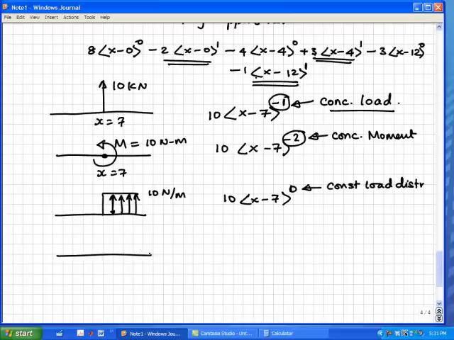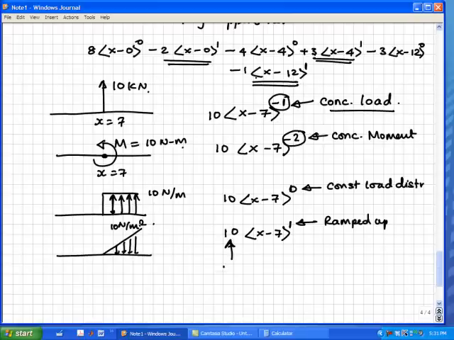And then the ramp will look like this. Let's say the slope is 10 Newton per meter squared. You can see that gradually the unit level comes down: this one is kilonewtons, then Newton meter, then Newton per meter squared. This one is 10 times x minus 7 to the power 1. This tells me a ramped up load. This tells me change in slope, or jump in slope. This tells me where it is.